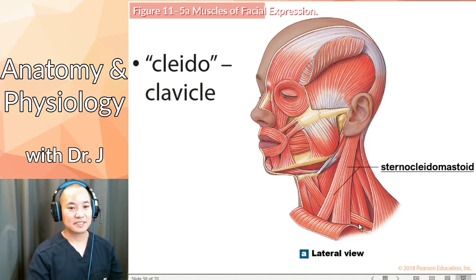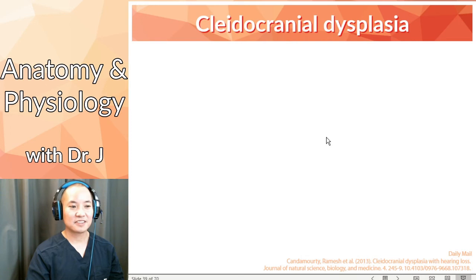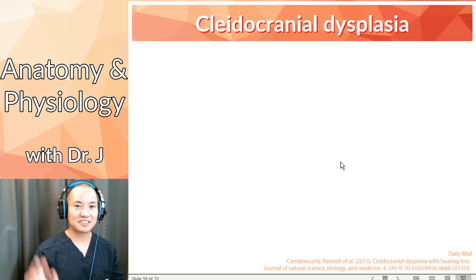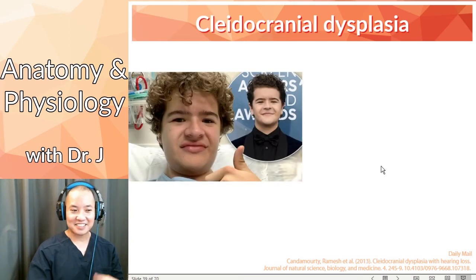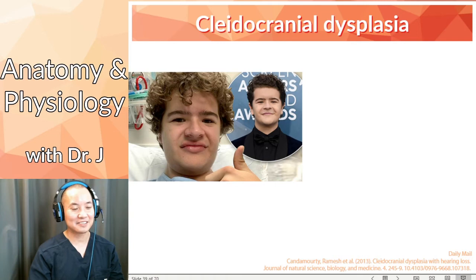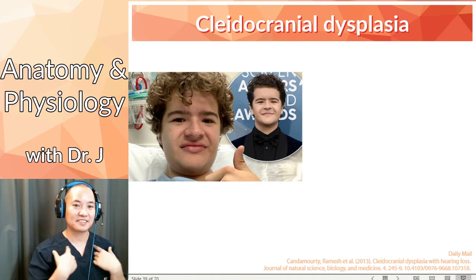And this cleido term is not just by itself. It is found in certain other anatomical and medical terms, like cleidocranial dysplasia. If you've watched Stranger Things, one of the characters, Dustin, has it, I mean, he has it in real life, and his character has it too, right? You may remember that little trick where he touches his shoulders together, or he has a new set of teeth. So with cleidocranial dysplasia, they're born without that clavicle.